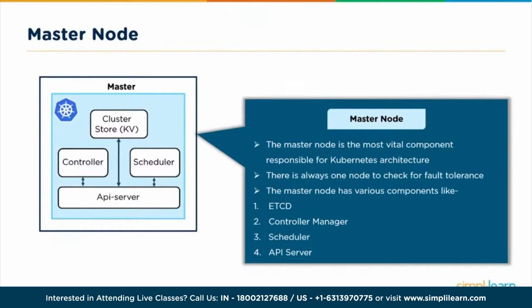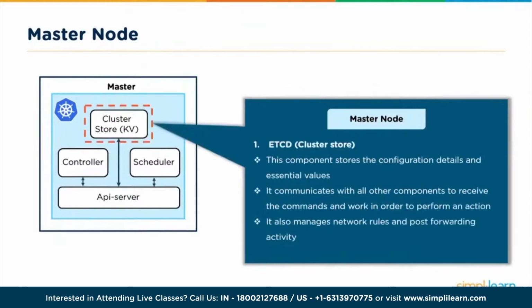You have etcd, controller manager, scheduler, and API server. The cluster store, etcd, actually manages the details and values that you've developed on your local workstation, and then will work with the controller, scheduler, and API server to communicate those instructions of how your infrastructure should look to your entire network.